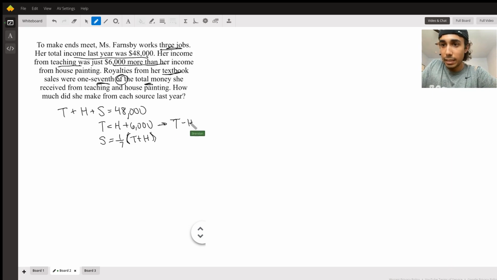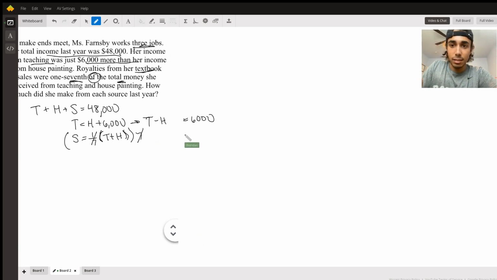For this one, I'm going to get my variables on the same side, so I've got t minus h equals 6,000. And then for the next one, I'm going to multiply both sides by 7. Let's just get rid of that fraction. If I multiply this whole thing by 7, on the right side that's going to cancel out, right? 1/7 of 7 is 1. And on the left side, that's going to give me 7s. So I've got 7s equals t plus h.